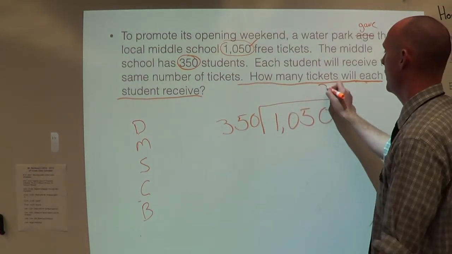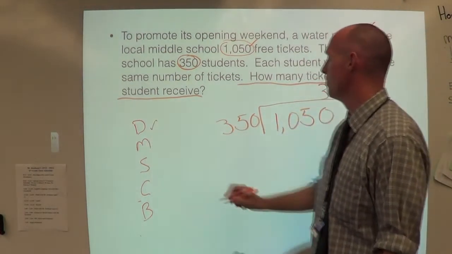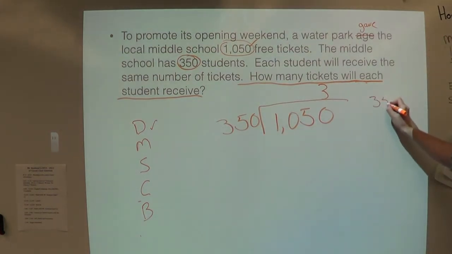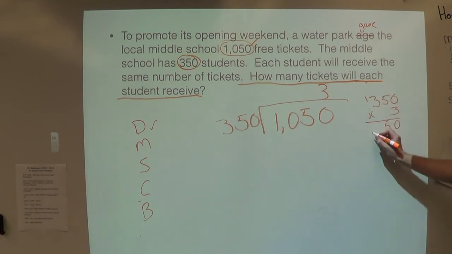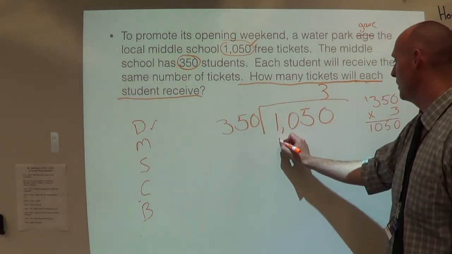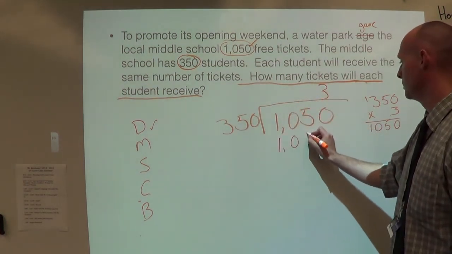So divide. 3. Next step is multiply. 350 times 3. Well, I'll do it off to the side. 3 times 0 is 0. 3 times 5 is 15. Carry the 1. 3 times 3 is 9, plus 1 is 10. And look at that. 3 times 350 is 1,050.